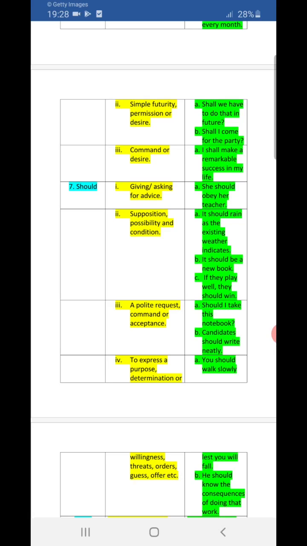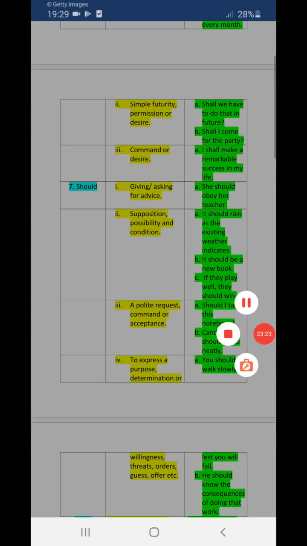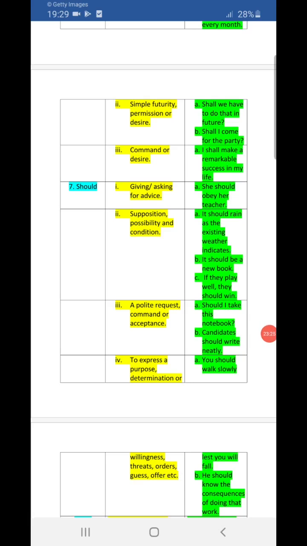Next, number 7, should. Purpose number 1, giving or asking for advice. She should obey her teacher. Next one, number 2, purposes, supposition, possibility, and condition.